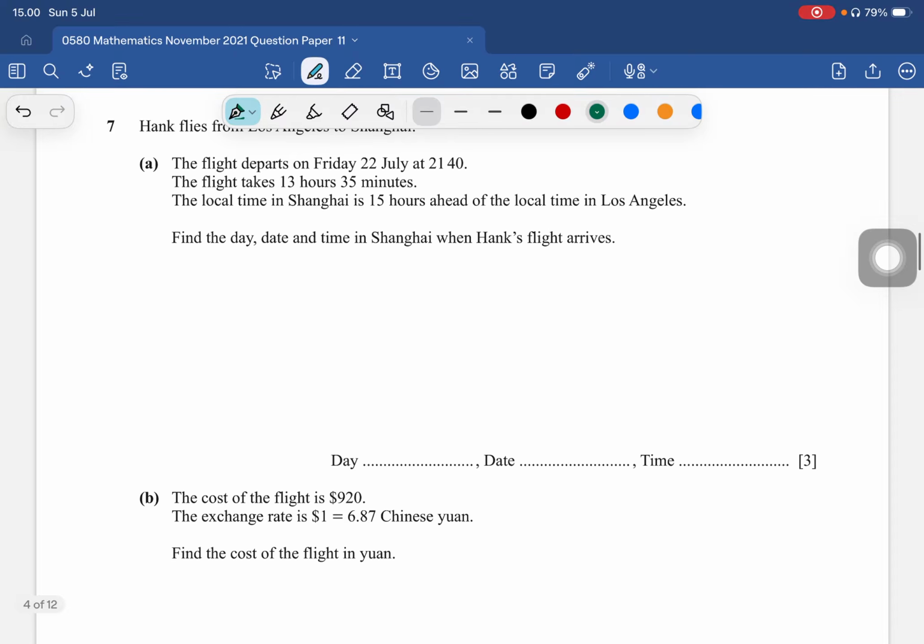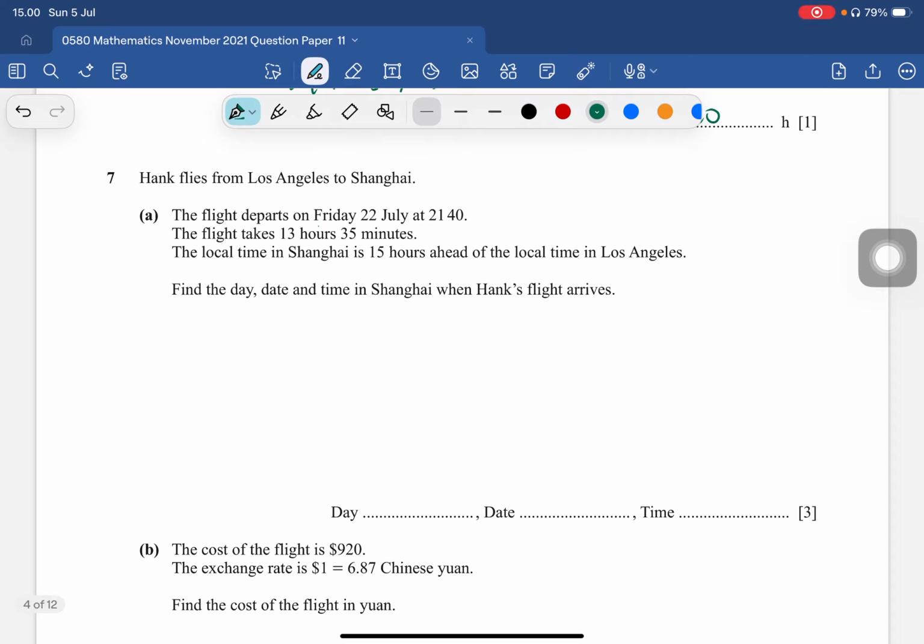Number 7. Here the flight departs on Friday, 22nd July at 21:40. The flight takes 13 hours and 35 minutes. The local time in Shanghai is 15 hours ahead of the local time in Los Angeles. Find the day, date, and the time in Shanghai. First, we've got 21:40, let's work it in hours.